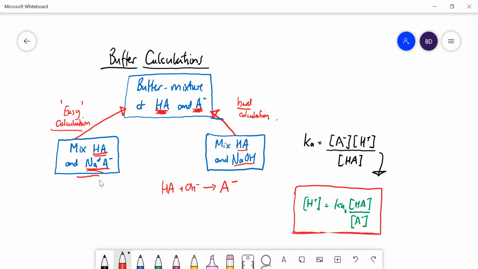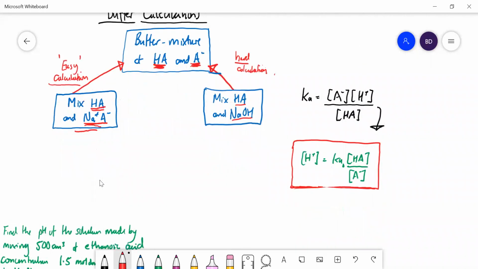Okay, but for both calculations, don't forget we need to rearrange our Ka expression, so it's like that. So we make H plus the subject of it, and we can see the pH or the hydrogen ion concentration is dependent on two things. It's dependent on the Ka, and it's also dependent on this ratio of HA to A minus, the weak acid to its conjugate base.